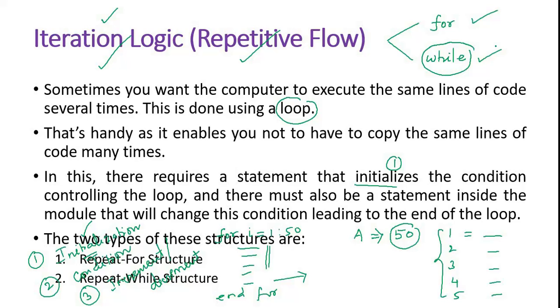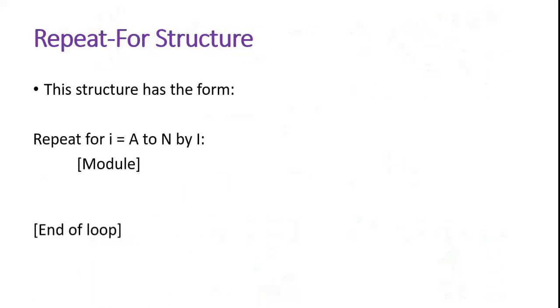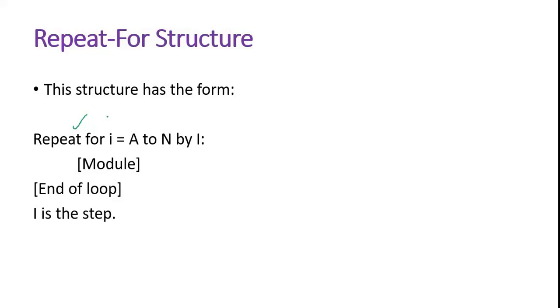These are the two different types of structures: for structure, while structure. This is the pseudocode for the for loop. I am going to repeat for I equal to a starting value, an end value, and a step. Say the starting value is 1, the end value is 50. By default the increment is 1, but I can go for any step size: 2, 4, 6 like that.